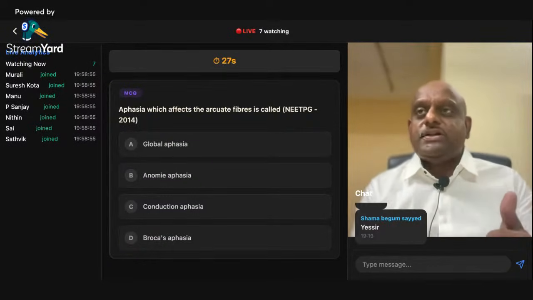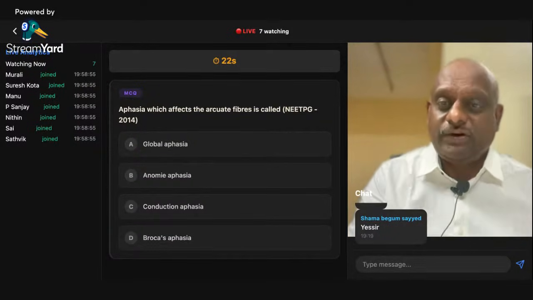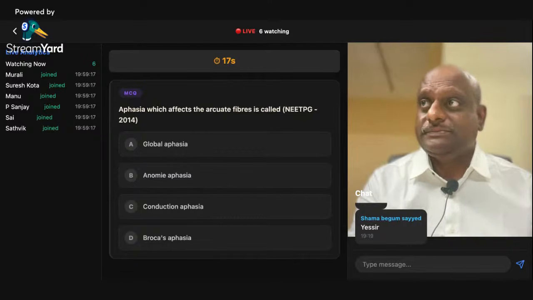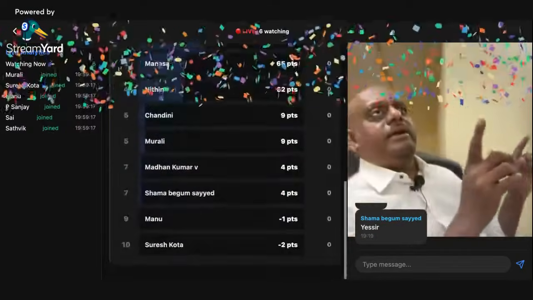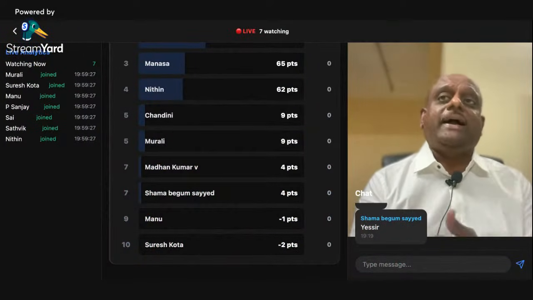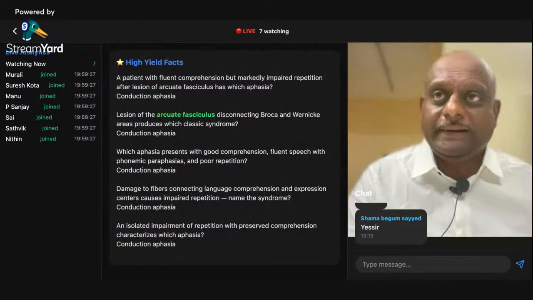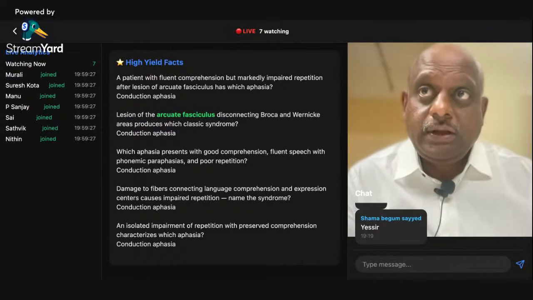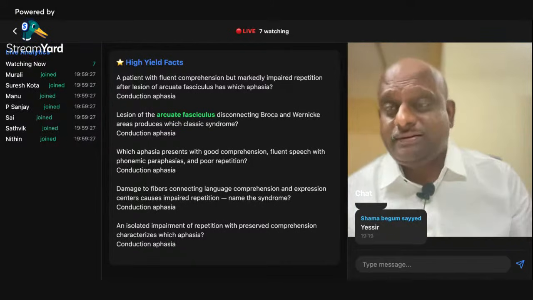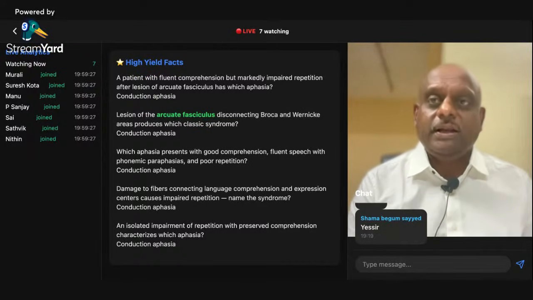Now, aphasia, which affects the arcuate fibers, is called as what type of aphasia? So, aphasia that affects the arcuate fibers. Arcuate are the ones which are connecting your Broca with the Wernicke's. That's the reason it is the conduction aphasia, which is because of the involvement of the arcuate fibers, is what we should remember. So, a patient who has got a fluent speech and comprehension but markedly impaired repetition is a typical arcuate fasciculus lesion, is what you need to remember.